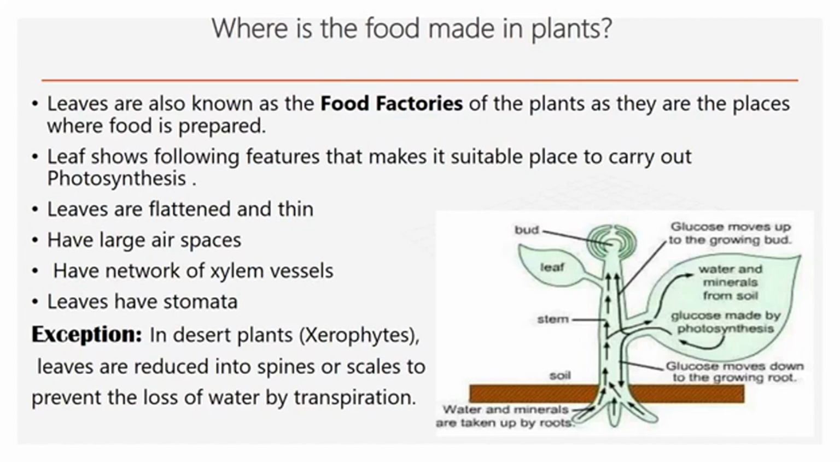Now students, besides leaves, photosynthesis also takes place in other green parts of the plants, like in green stems, green branches, green sepals, etc. A very good example or exception are the desert plants, also called xerophytes, in which leaves are modified or reduced into spines or scales to prevent the loss of water by transpiration. And thus, these plants have green stems to carry out the process of photosynthesis.